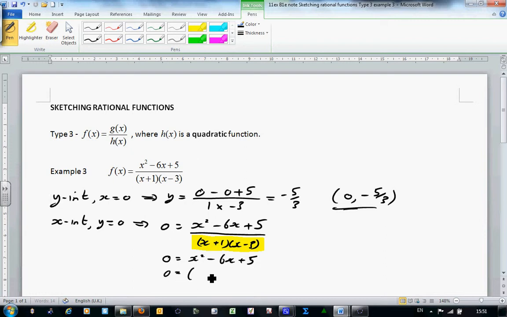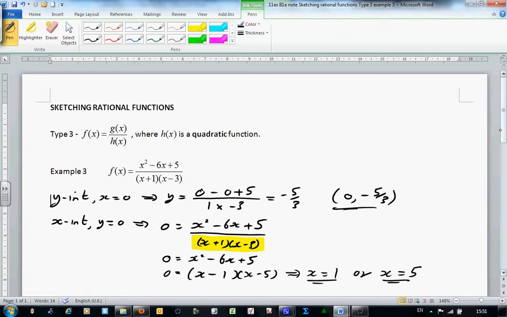factorizes. And what we're looking for is two numbers that multiply to give you 5 and add up to negative 6, and they are negative 1 and negative 5. This implies then that either x minus 1 is 0, so x is 1, or x minus 5 is 0, so x is 5. So that gives us two intercepts on the x-axis.